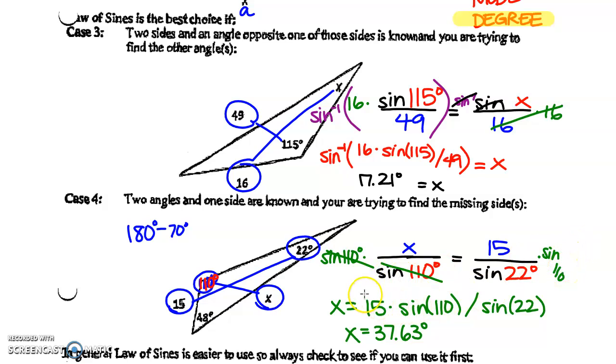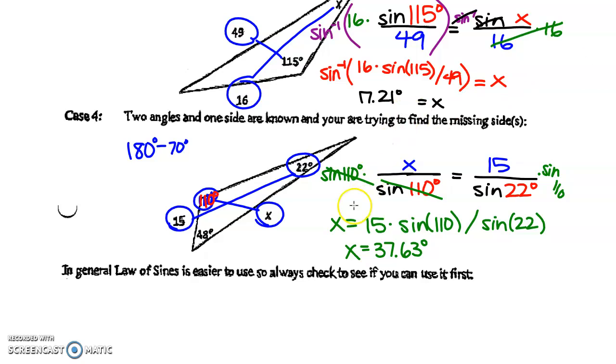So how I could plug it in the calculator, if you have one like we have at school, take 15 times sine of 110 over sine of 22. Okay, otherwise be very careful if you're plugging it in a phone calculator. What we should get, oh, this shouldn't be degrees. I don't know why I put a degree symbol there. It should be units. 37.63 units. This is not an angle, it is a side length.